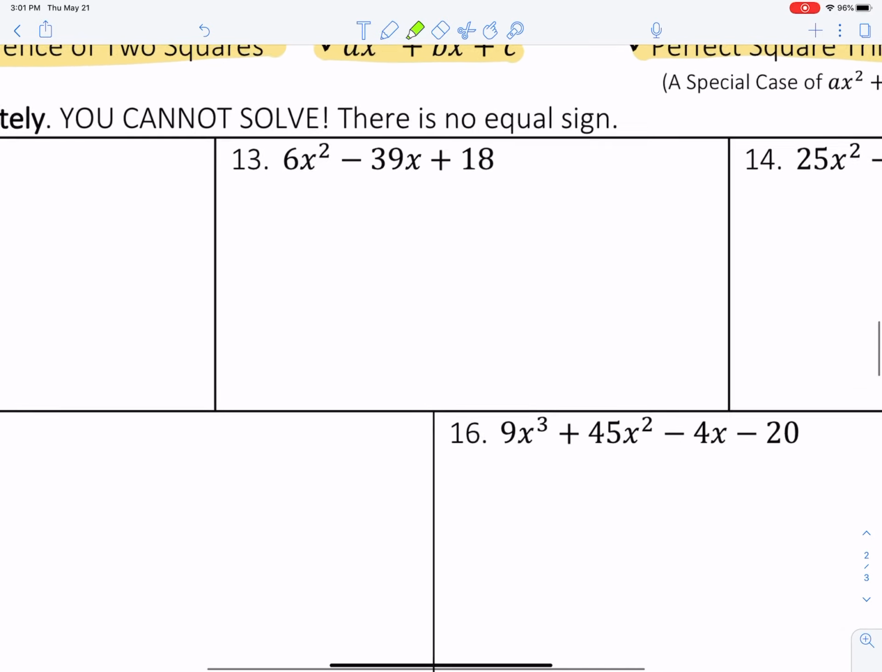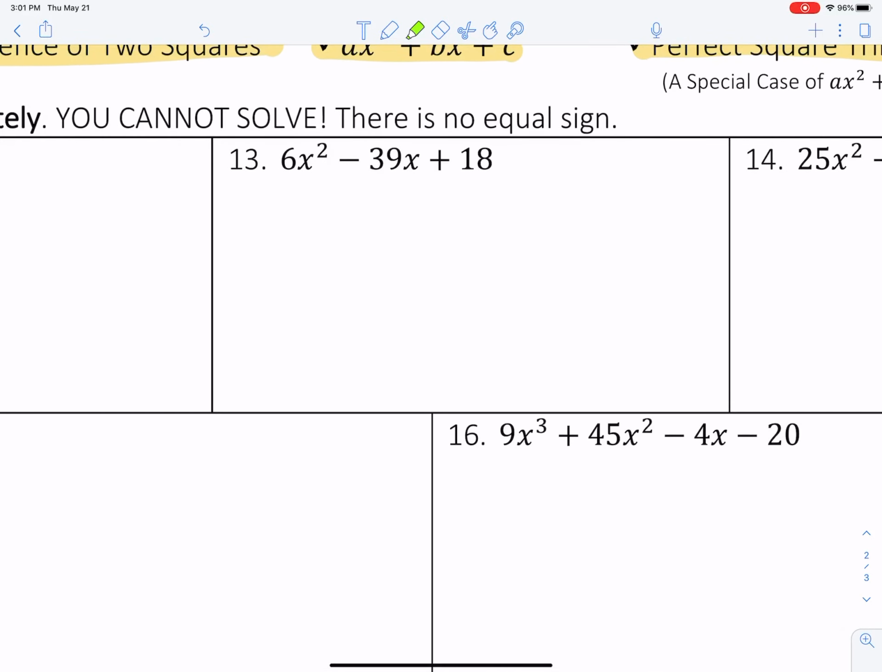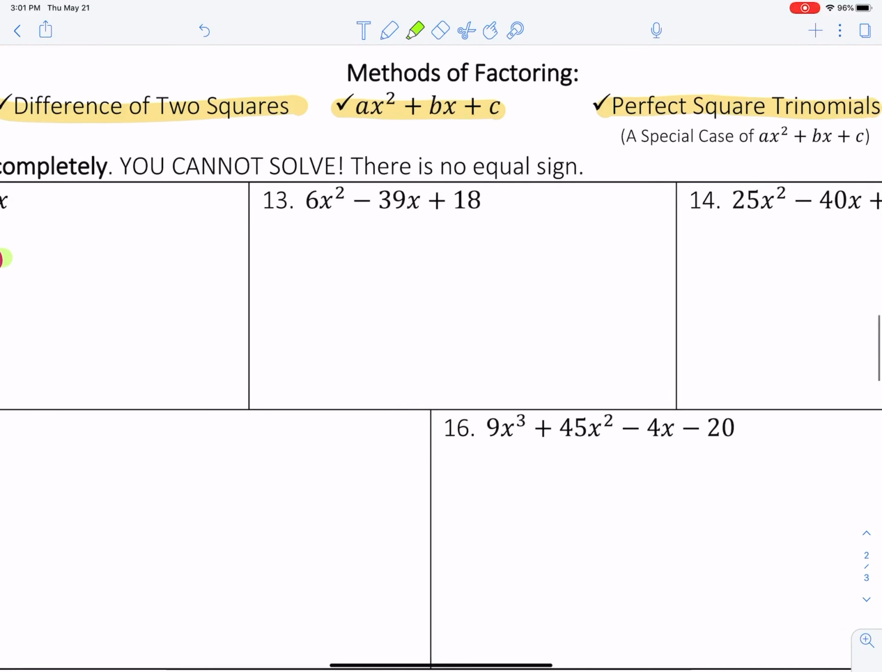Okay, let's look a little bit at 13. It's definitely a trinomial. However, if you'll notice, we also have a GCF in here. So I'm going to start with my GCF, which is 3. So we have 3 times 2x squared minus 13x plus 6.